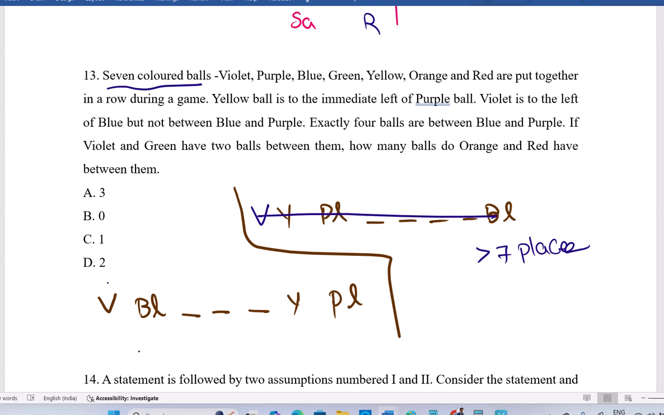Next, the violet and green have 2 balls between them. Okay, fine. These are the things. Now, this is green. This is orange. This is red. Or this is red. This is orange. Now, how many balls between orange and red? 1 ball. Whether orange here, or red here, definitely 1 ball. Don't say not possible for arrangement. I agree, the arrangement is not completed, but still, if people are able to answer this question, that's the beauty in this.